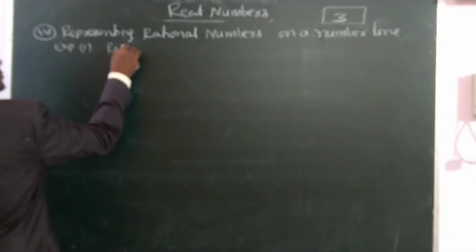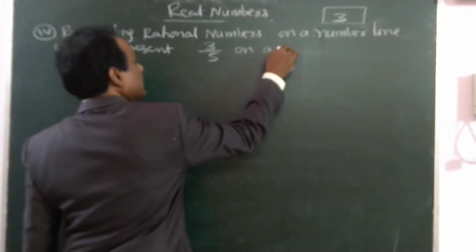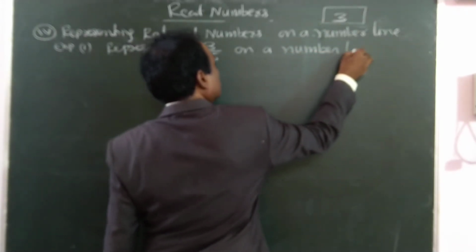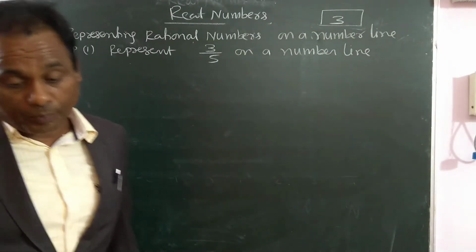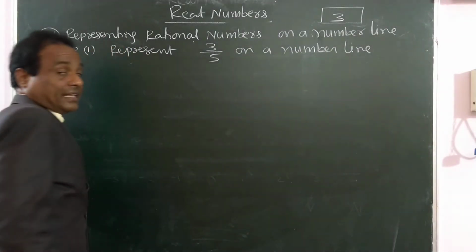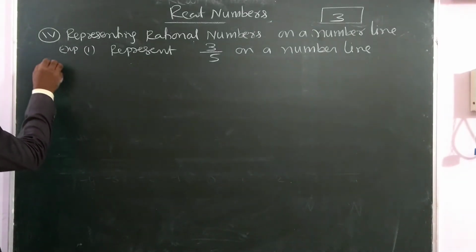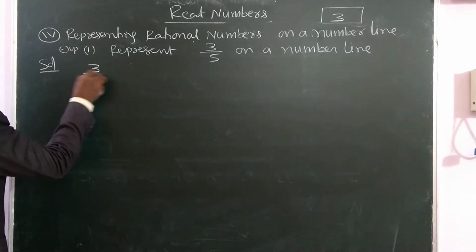So, represent 3 by 5 on a number line. This is the question. How to represent 3 by 5 on a number line, I will explain. See here. Solution. 3 by 5.